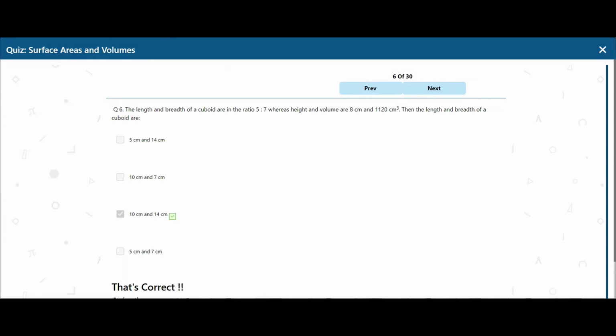That's correct. Very good. So many have written. Sachin, Sahana, Pavitra. Very good.